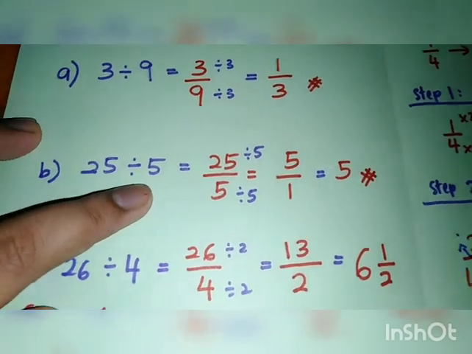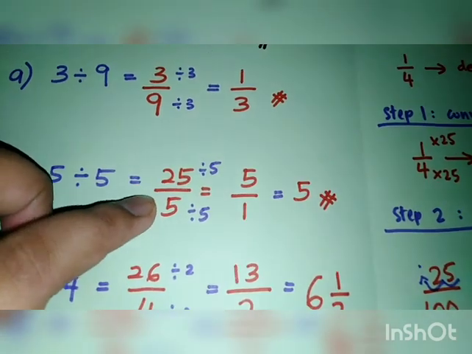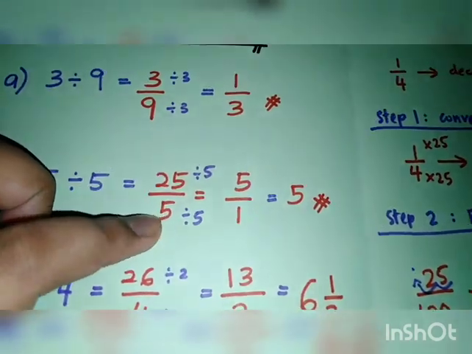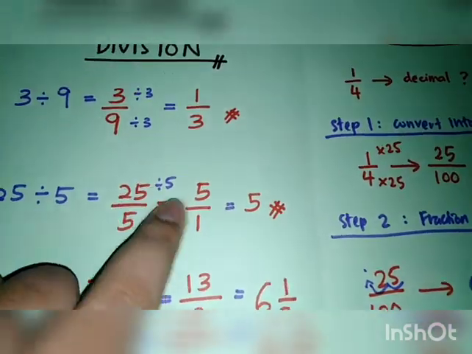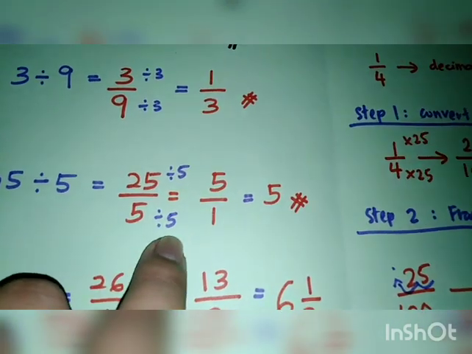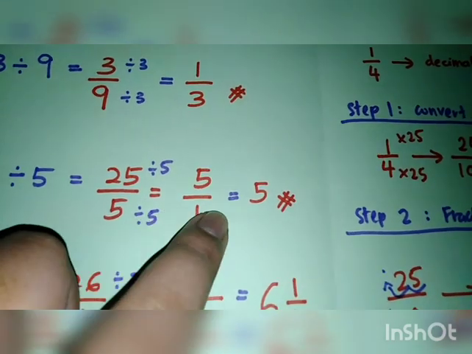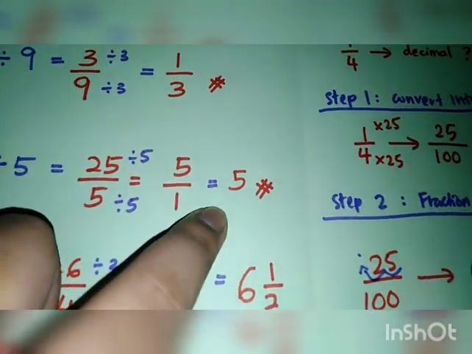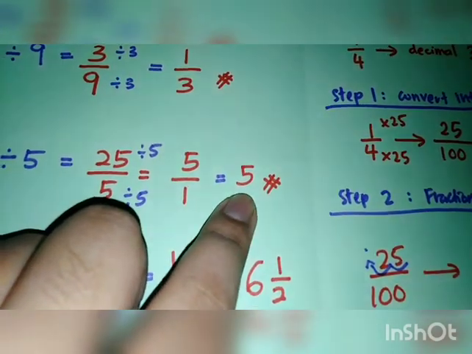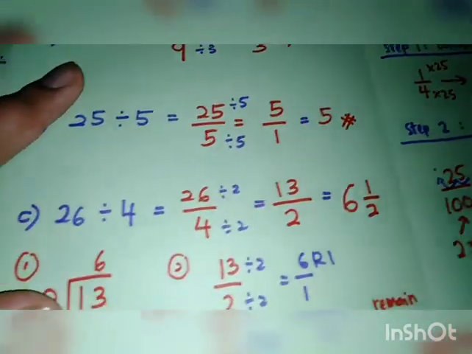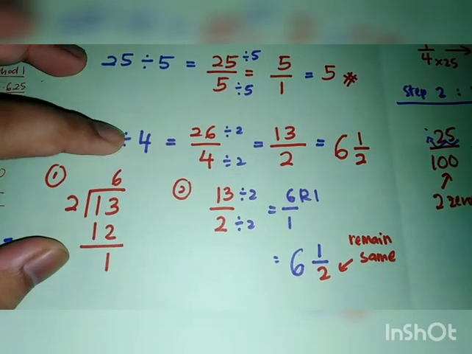25 divided by 5. So please rewrite again in the fraction form, which is 25 over 5. So 25 and 5 can be divided by 5. Alright. So 25, when you divide by 5, you will get 5. 5 divided by 5 is equal to 1. So 5 over 1, I already said in the class. So 5 over 1 is equal to 5. Alright. So this is your final answer. 5 is a whole number. This is not a fraction. Alright, so next question. It is 26 divided by 4.